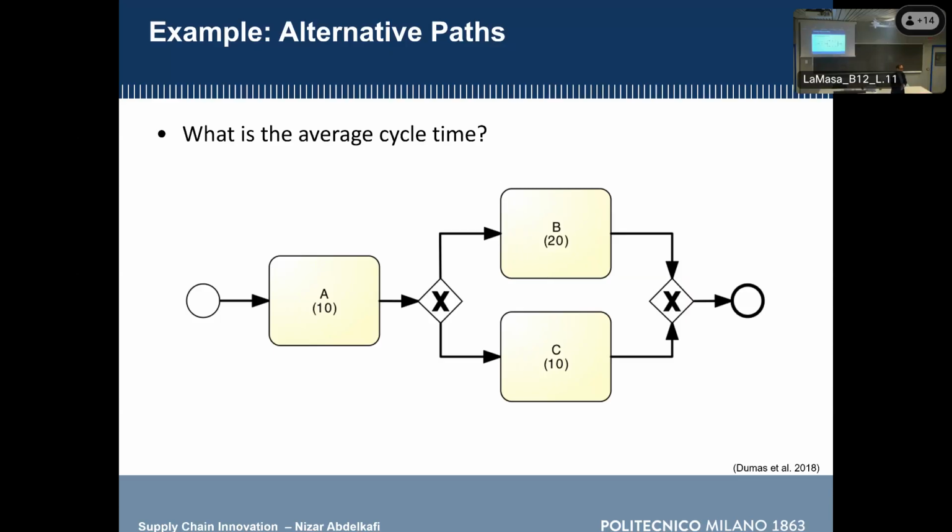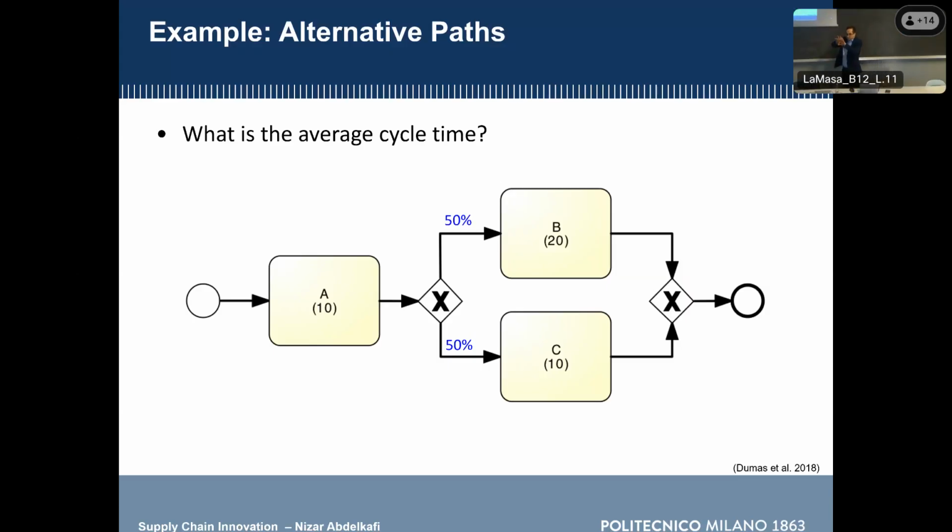How do we calculate this? Actually, to calculate this, we need more information. We need probabilities about how likely it is that we go through B and how likely it is that we go through C. And once we have the probabilities, it would be much easier to make a calculation. So let's say we have 50% chance to go through B and 50% likelihood to go through C. What does it mean? It means that we are calculating the expected cycle time.